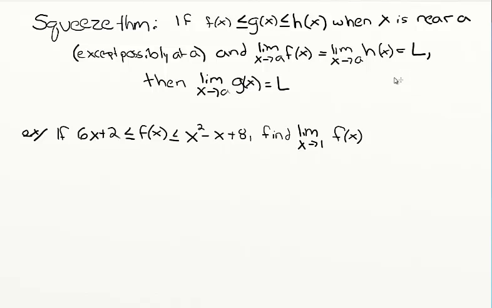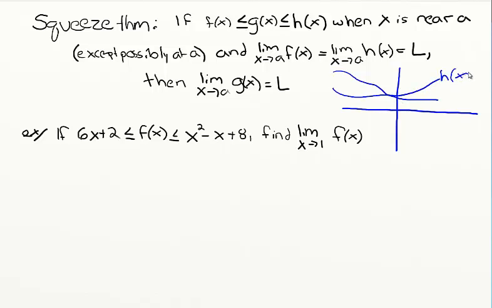Now let me just draw a little picture for you guys so you can see exactly what that means. So we have a function f of x on the bottom here, and we have a function h of x on the top here. So we'll label those, and this is f of x. And then we'll have this function g of x that's right in the middle.